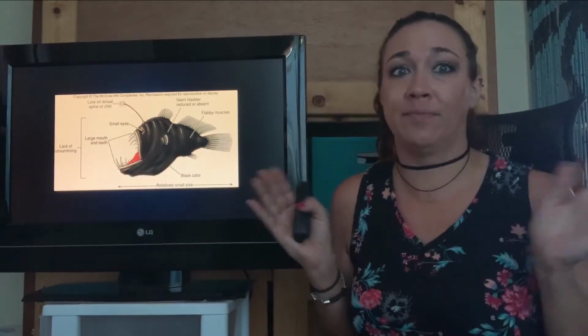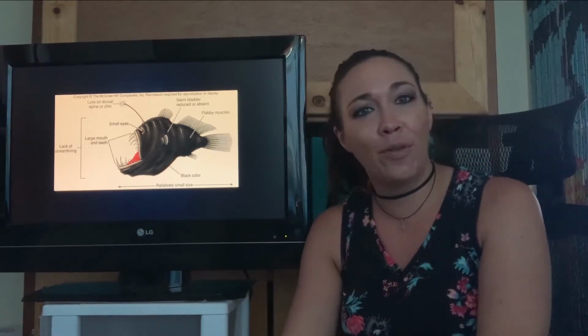Look at this little pectoral fin right here. It's like a T-Rex of the ocean. Big mouth and little arms.